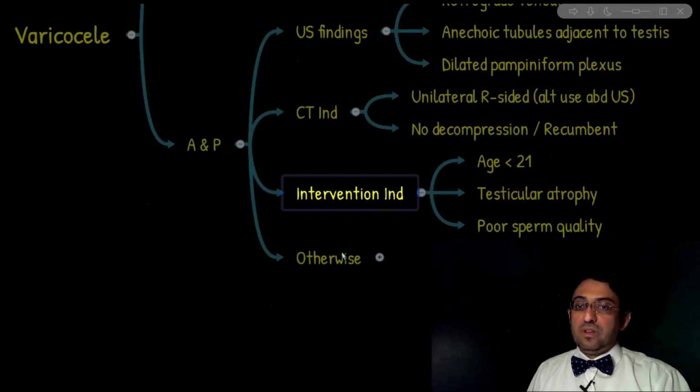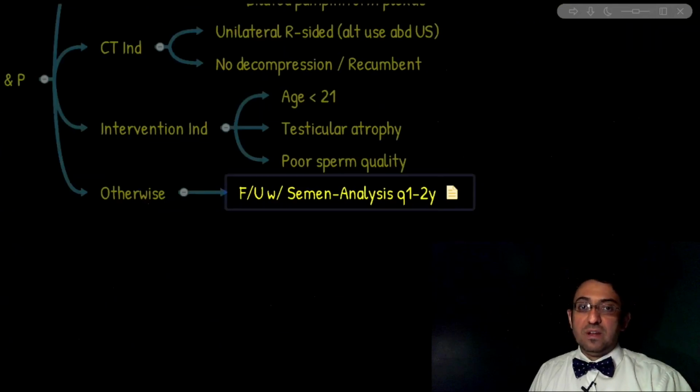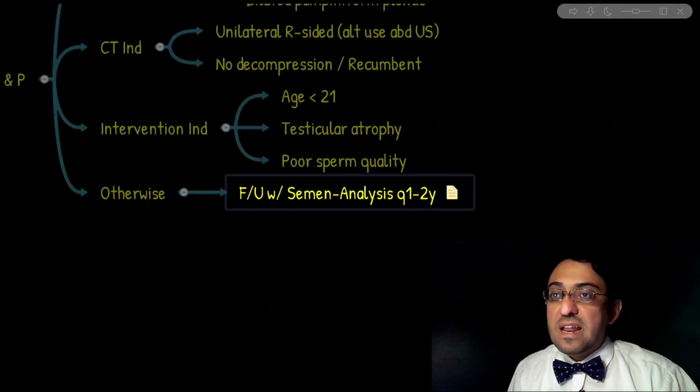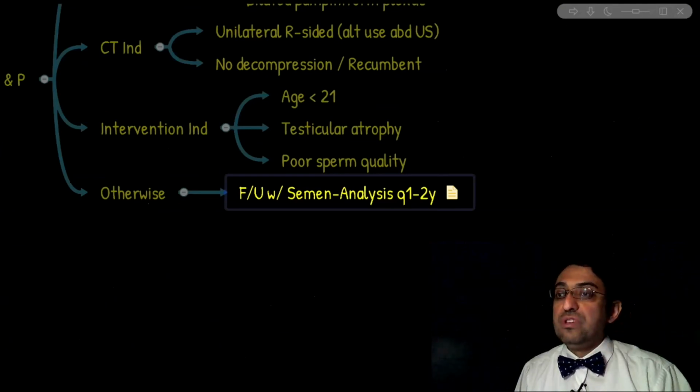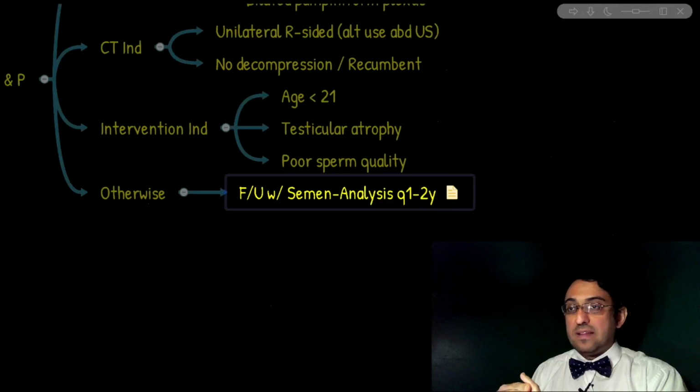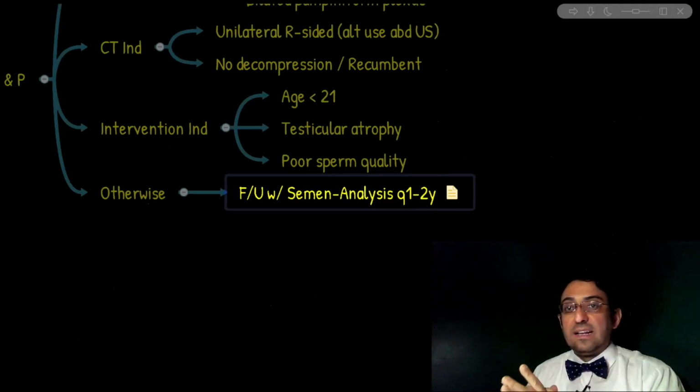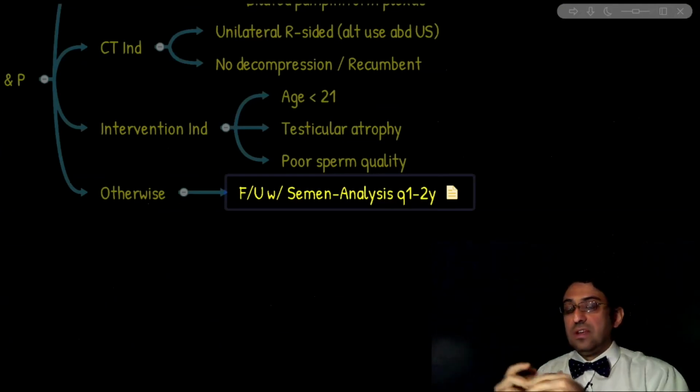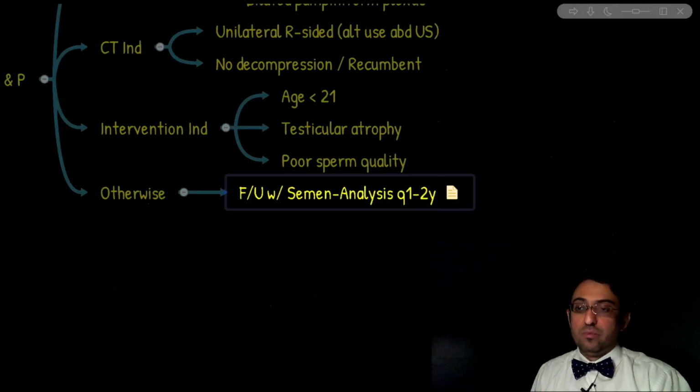Now, if the patient does not have a desire or an indication for any of these interventions, what is the management? We follow up with semen analysis every 1 to 2 years. And again, this is our most asymptomatic patient with normal initial semen analysis, who is most likely older than 21 years. These patients, the only management that's required is follow-up semen analysis every 1 to 2 years.